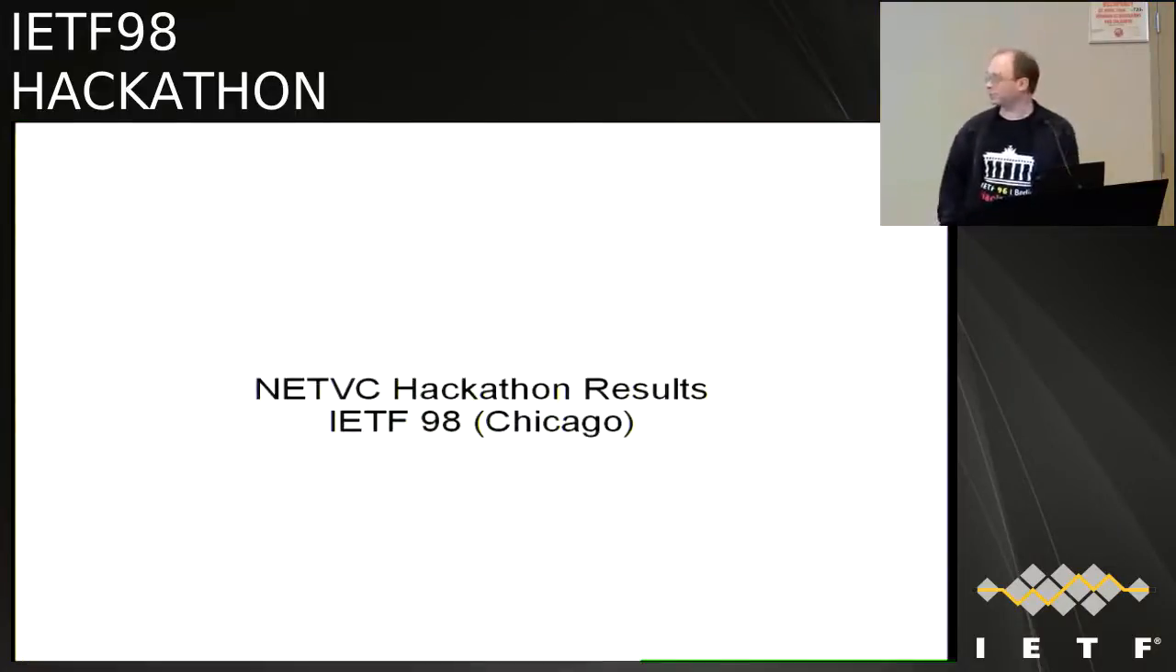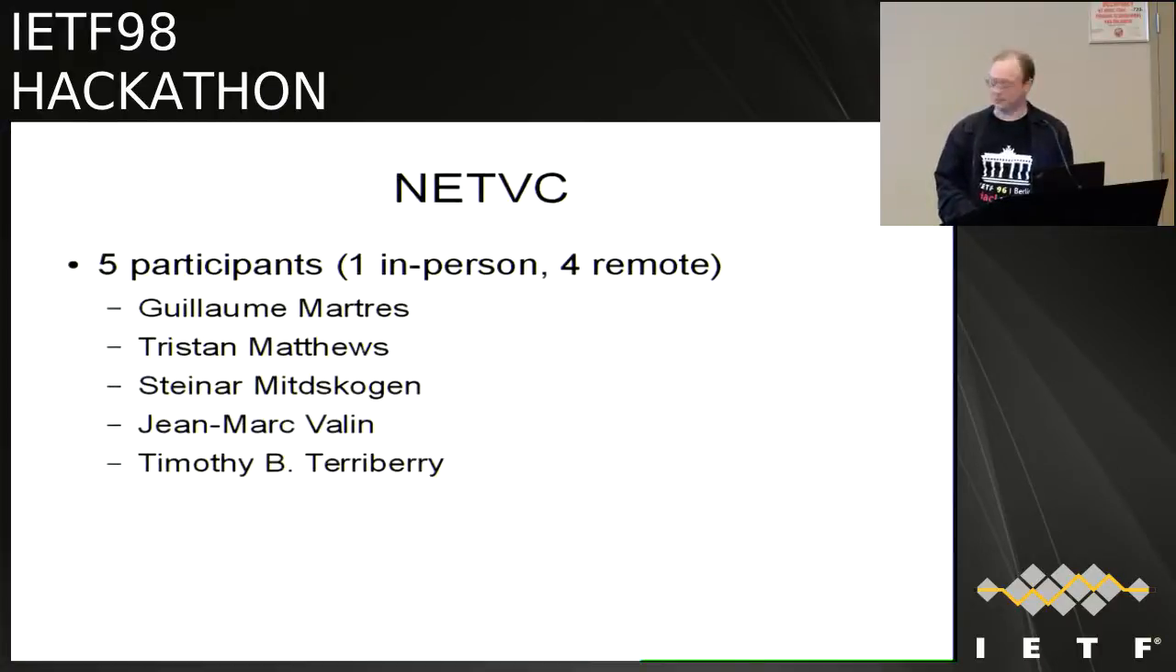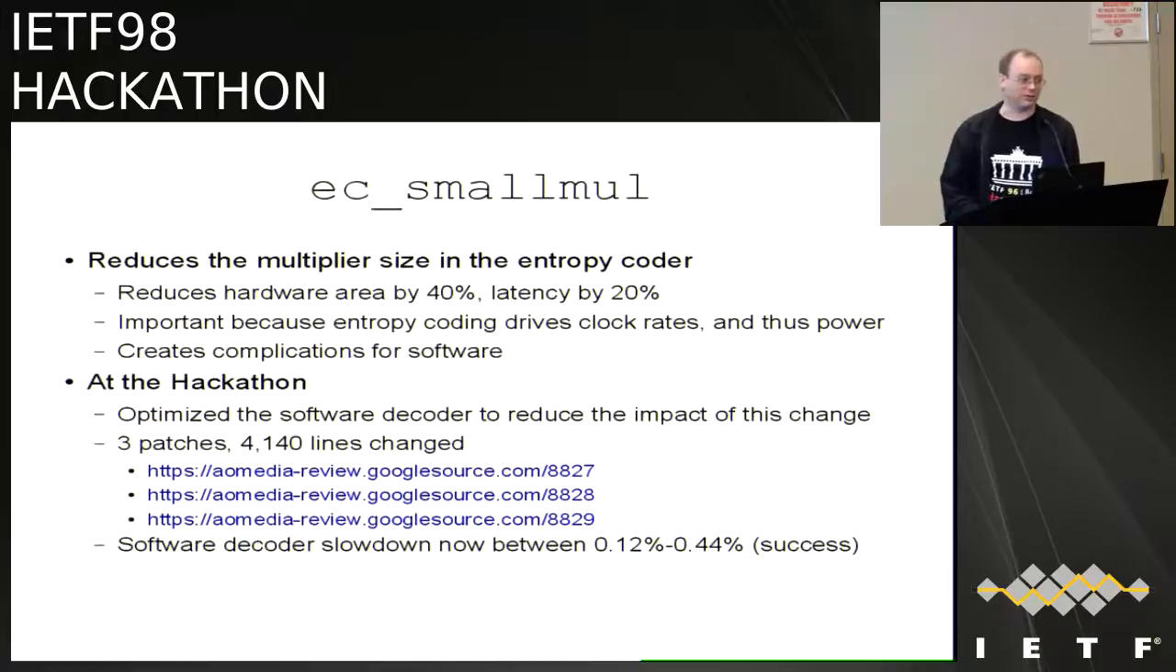All right. So I'm Tim Terriberry from Mozilla. We had a team of about 5 people. We worked on various different experiments. One of them is this thing called EC small mul. The idea here is that it reduces the multiplier size in the entropy coder for our video codec, which is really important for hardware since it gets you something like 40% reduction in area and a 20% reduction in latency. And in hardware, the entropy coder latency is what generally drives your clock rate for the entire video decoding process. So this translates directly to a reduction in power consumption.